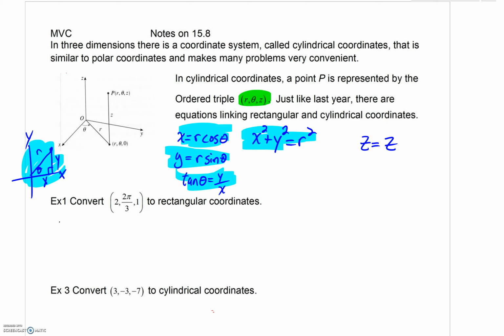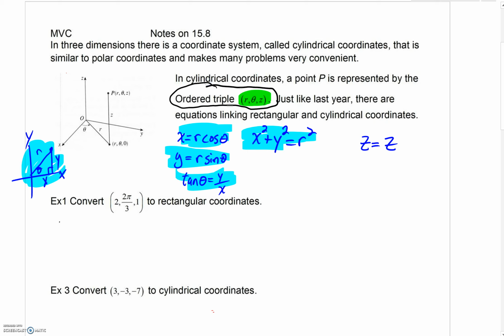Multivariable calculus, we're on lesson 15.8, and we're going to look at a new way to represent a point. In 3 dimensions, there is a coordinate system called cylindrical coordinates, and it's amazingly similar and close to polar coordinates, and it makes problems very convenient. So in cylindrical coordinates, a point P is represented by this ordered triple.